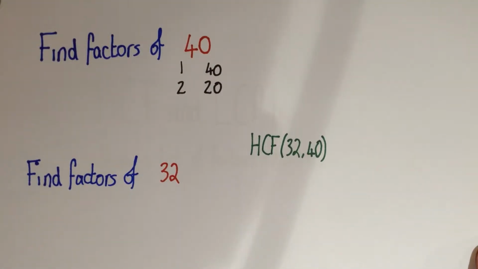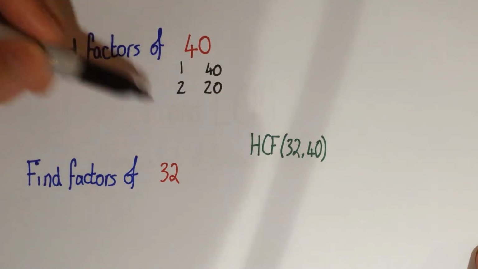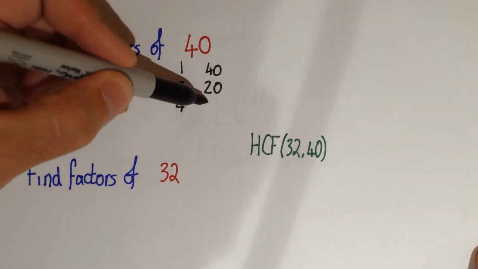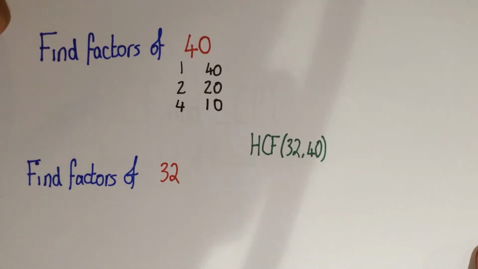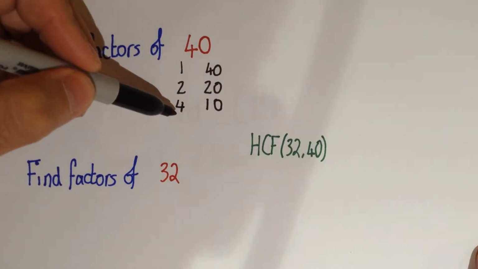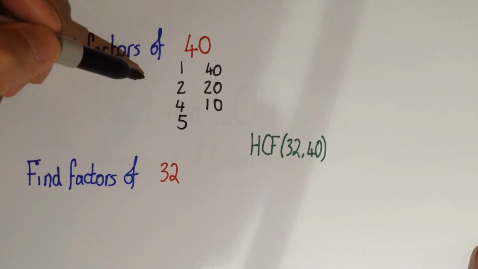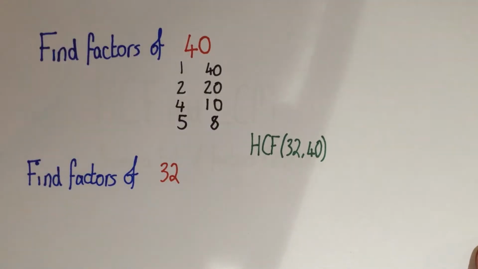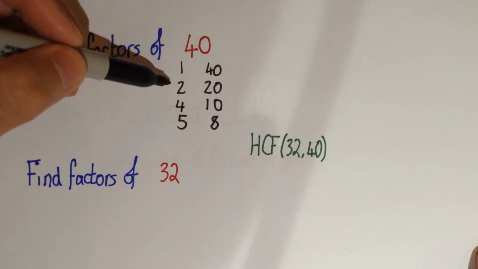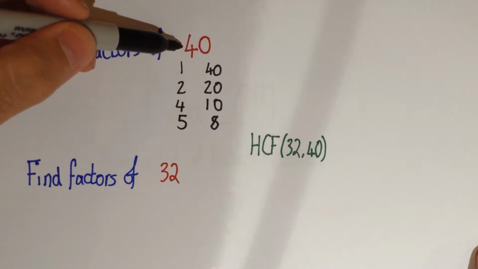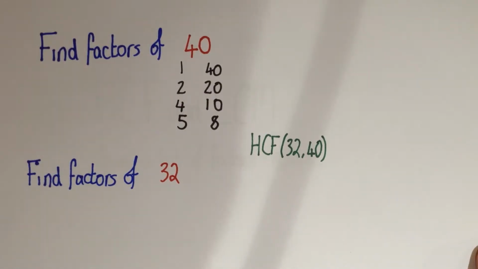We now try 4. Does 4 go into 40? Yes, it does. 4 multiplied by 10 would give us 40. Next number is 5. Does 5 go into 40? Yes, it ends in a 0. In fact, 5 multiplied by 8 makes 40. We then try 6. 6 doesn't go into 40, so I'm not going to write 6 down. 7 is the next number we would have to try. 7 again doesn't go into 40, so I'm not writing that one down.